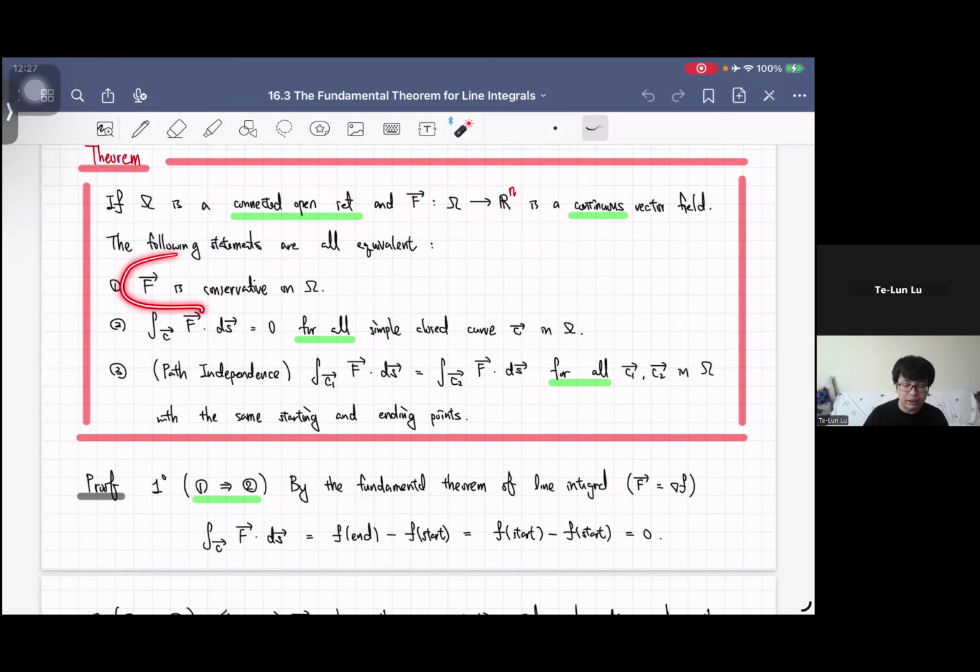The first is saying that the vector field F is conservative, meaning that F can be written as a gradient of some function. Secondly, the line integral of this function over any path, with the path being simple and closed, will vanish. The third statement is that we have path independence, meaning that for every two paths within the set omega with the same starting and ending point, you always get the same line integral. So those three are equivalent statements and are one of the criteria for you to distinguish whether the vector field F is conservative or not.